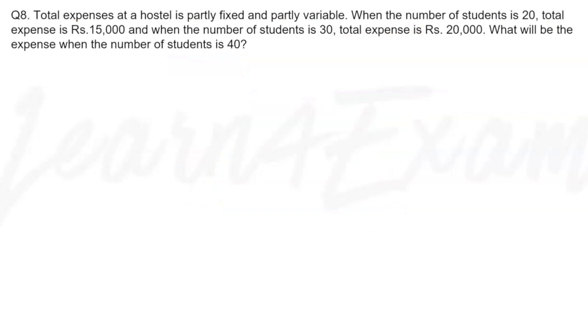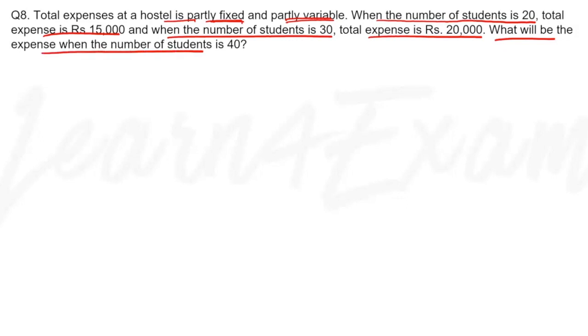Now the total expense at a hostel is partly fixed and partly variable. When the number of students is 20, total expense is 15,000. When the number of students is 30, total expense is 20,000. What would be the expense when the number of students is equal to 40? So it's given that the total expense of the hostel is fixed and variable. So it has a fixed component and a variable component. Now variable component, as we know, always depends upon the number of people engaged, right?